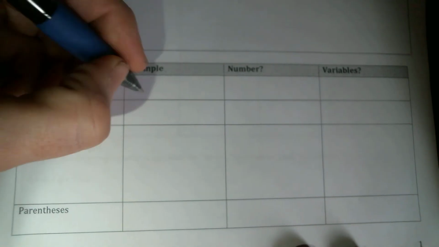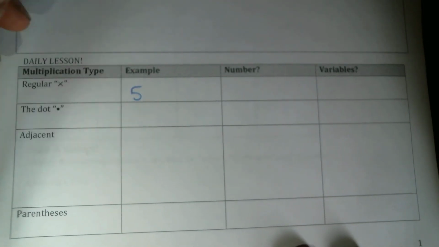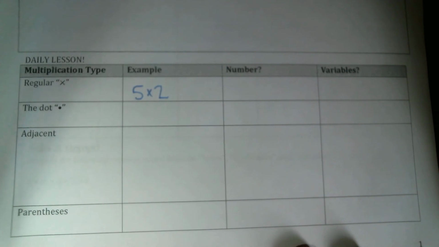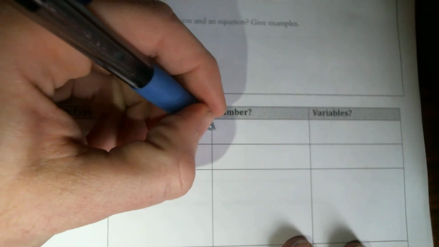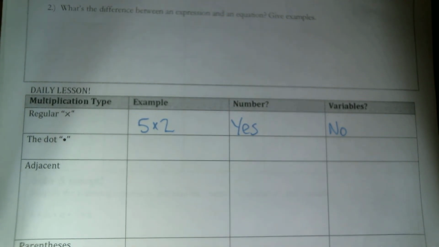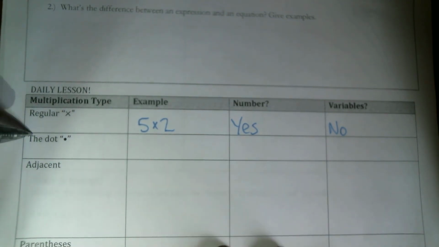So for example, we know that 5 times 2 is an example of what this looks like. When we only have numbers, yes, this works. If we have variables, no, this doesn't work, because we've already talked about this a couple times. If I use that x when I have variables present, I might think it's an actual variable. So that's why normally this is not the one we choose.